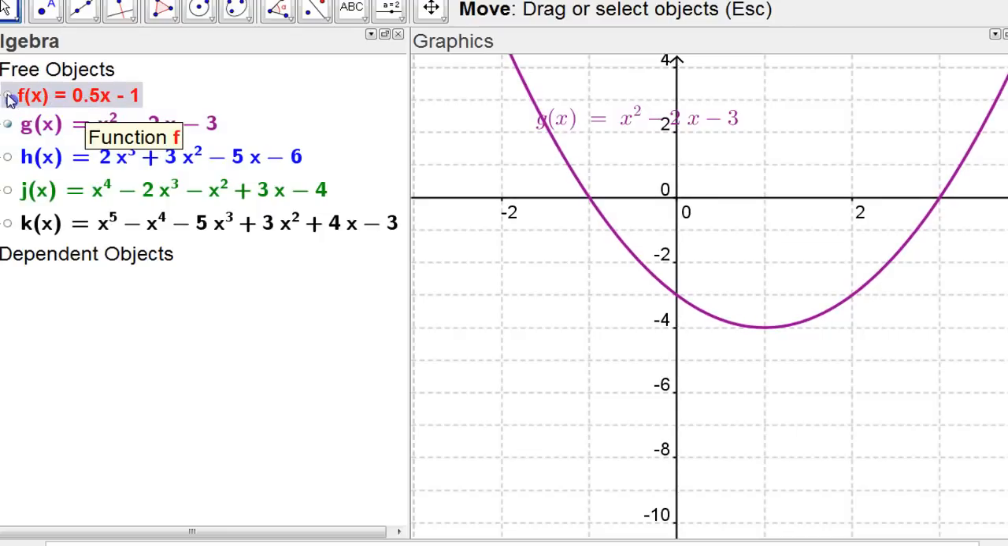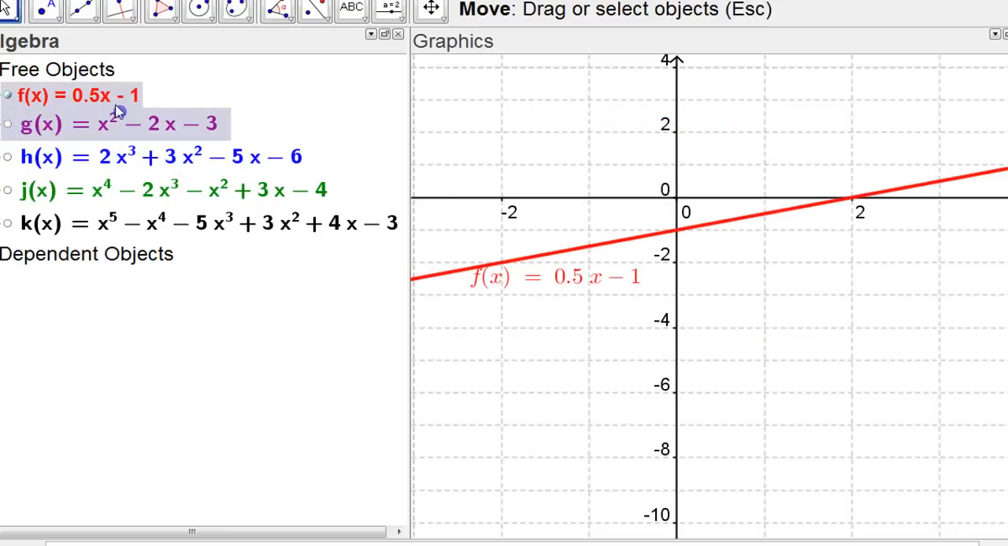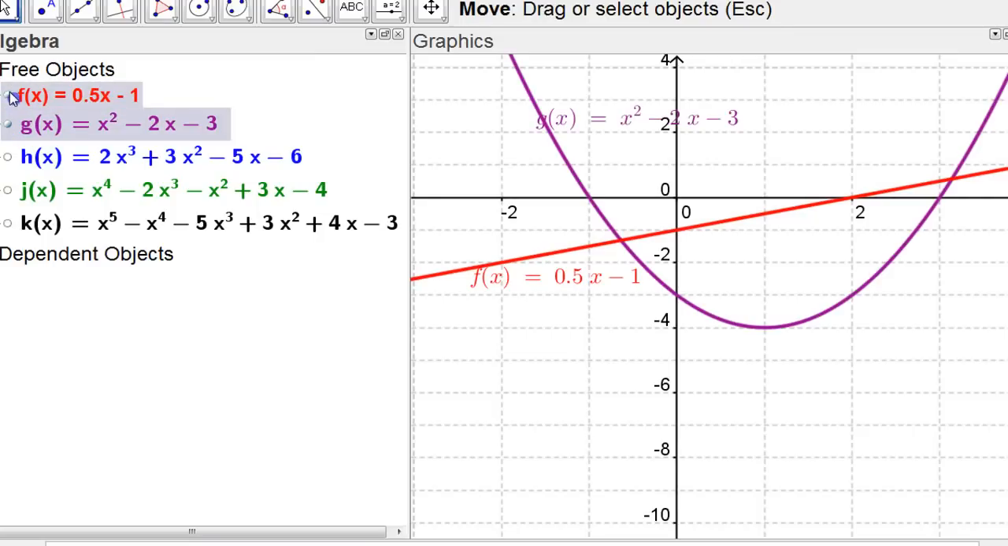That's why it was for the linear function, right? This term becomes 0. That's why it is for the quadratic, right? This term becomes 0, this term becomes 0. You're left with negative 3.